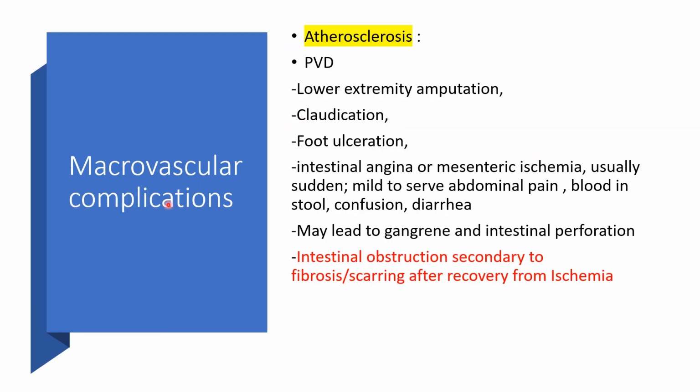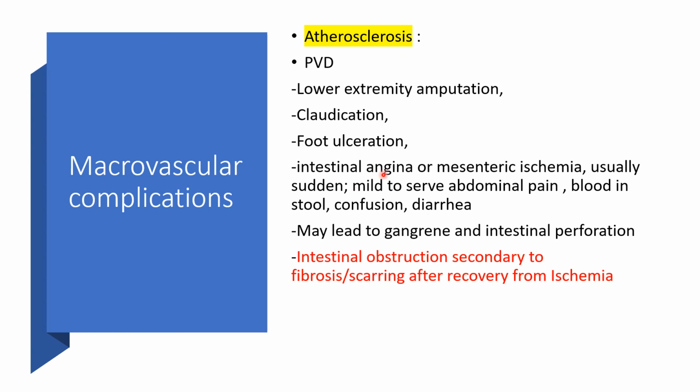Still on macrovascular complications, atherosclerosis, peripheral vascular disease. Here in peripheral vascular disease, we have to check for lower extremity amputation. Claudication, that is when you walk, you feel pain at your calf. So find out how many blocks you walk before you feel that pain, and is it worse at certain times, like wintertime? Foot ulceration, we check that, we remove the shoes, remove the socks, we check the interdigital areas for ulcers and everything.